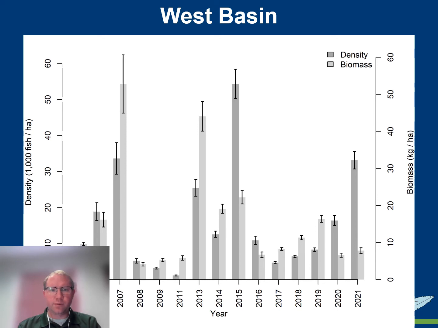As for results from 2021, the West Basin Hydroacoustic Survey does not apportion by species, so we're just looking at total forage density and biomass here. But for forage fish size targets, we had the highest densities that we've seen since 2015, shown here in darker gray, but the biomass is pretty low, so these targets were fairly small.